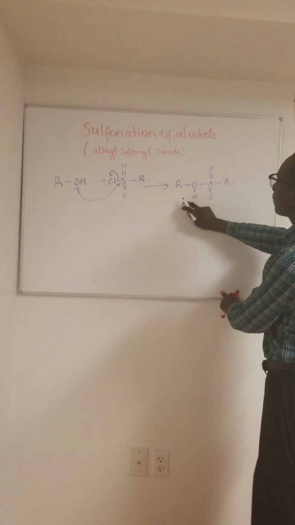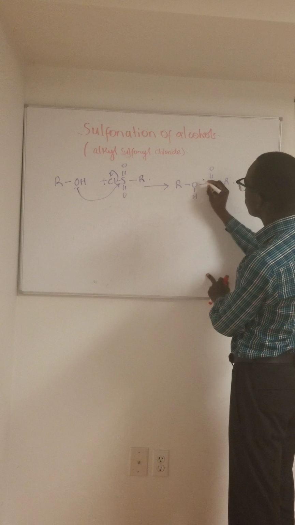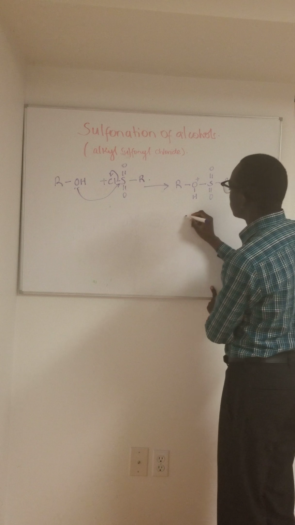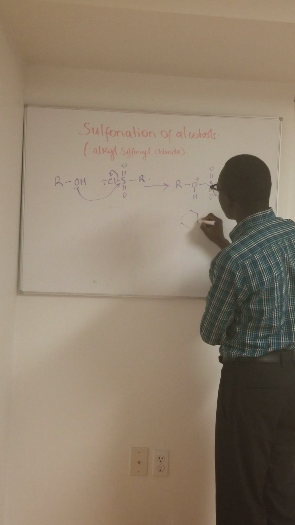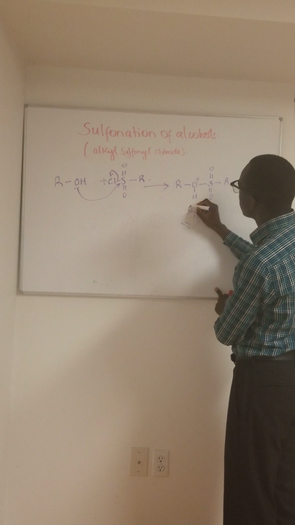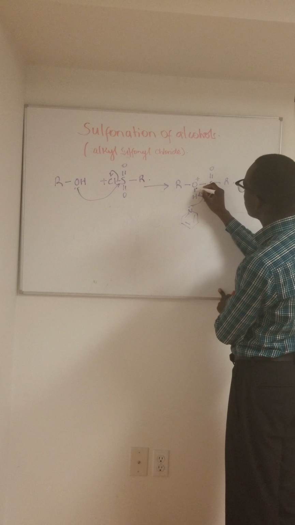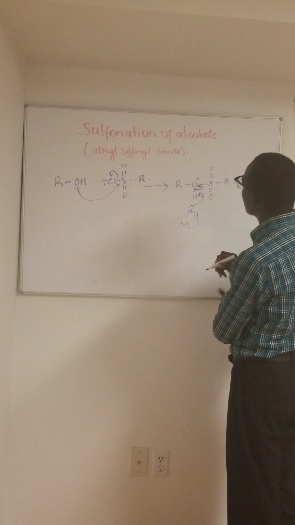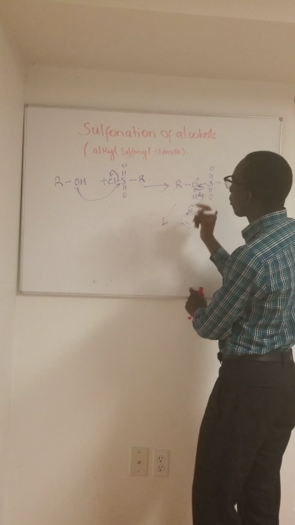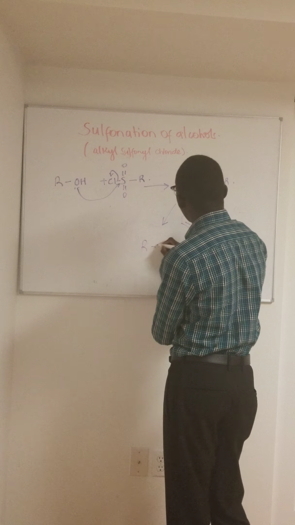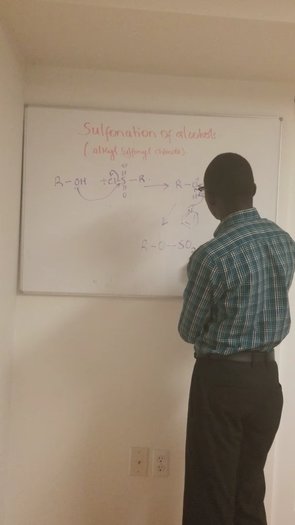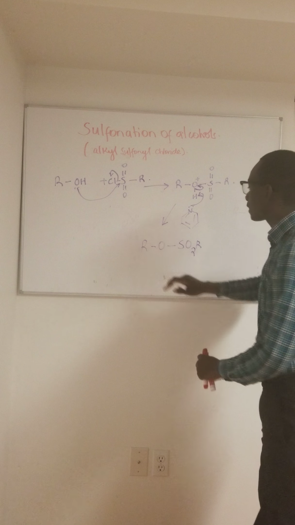Remember, oxygen has to be bonded to 2. It has 3 bonds, so it gets a positive charge. This is when my pyridine comes in. This base attacks this hydrogen, then this bond breaks in favor of oxygen. Then our final product is going to be a sulfonated compound, which will look like this. So this is our final product.